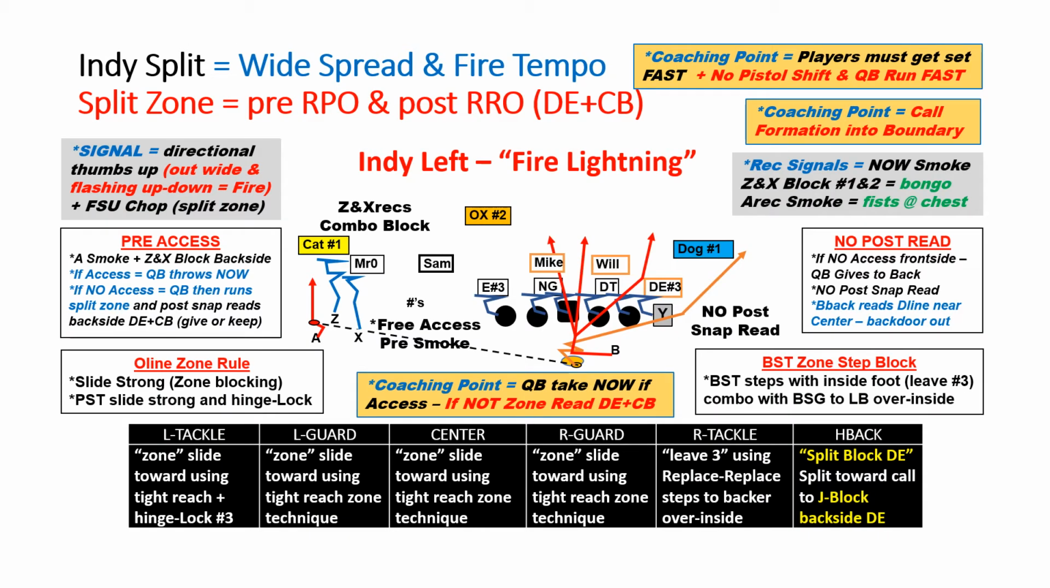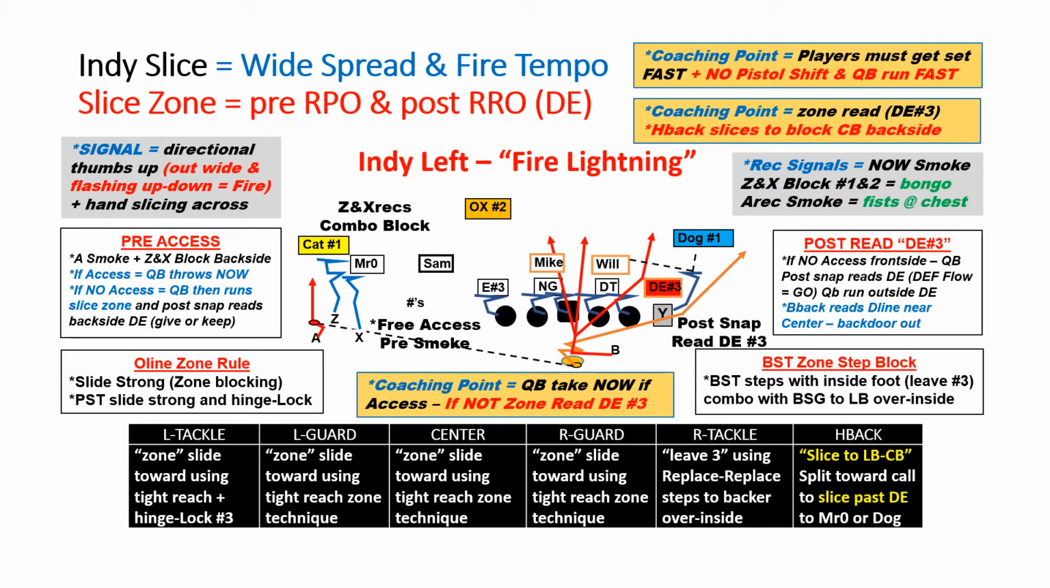All right, here's our first RPO concept. We're going to run Indy left with split zone left. You can see the directional call Indy left sets the bunch to that direction, and then the quarterback is looking pre-snap. If he has numbers for the smoke screen, he throws that now. If he doesn't, then we're just going to run our split zone to the left. Simple, sound, and fast.